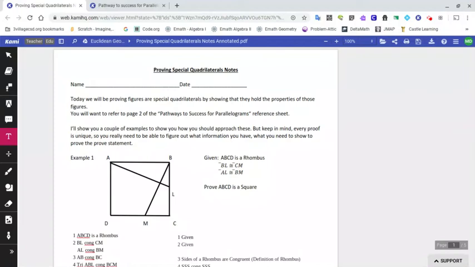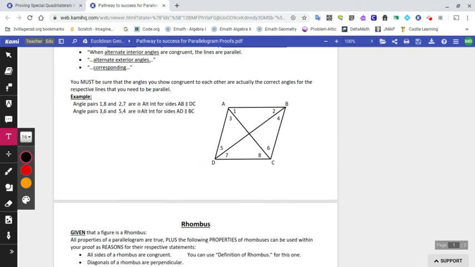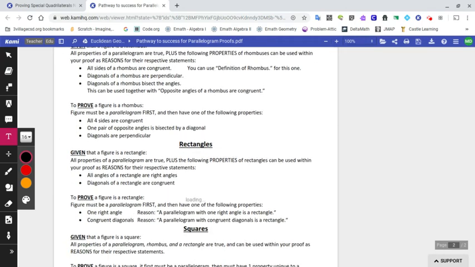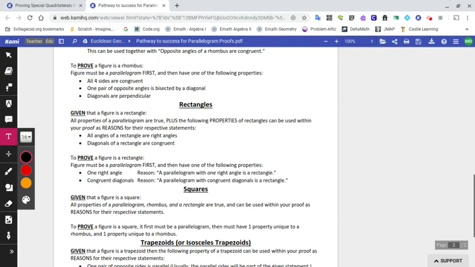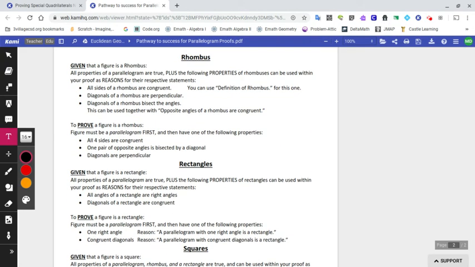Again, you're going to need to know all those properties that are listed in this pathway to success for parallelogram proofs. Okay, second page. Now we are trying to prove a rhombus, or prove a rectangle, or prove a square. So these are the different methods for being able to do that.